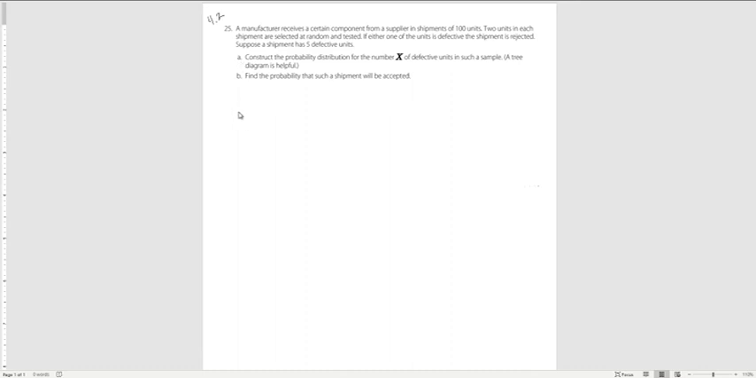A manufacturer receives a certain component from a supplier in shipments of 100 units. 2 units in each shipment are selected at random and tested, and if either one of the units is defective, the shipment is rejected. Suppose a shipment has 5 defective units.